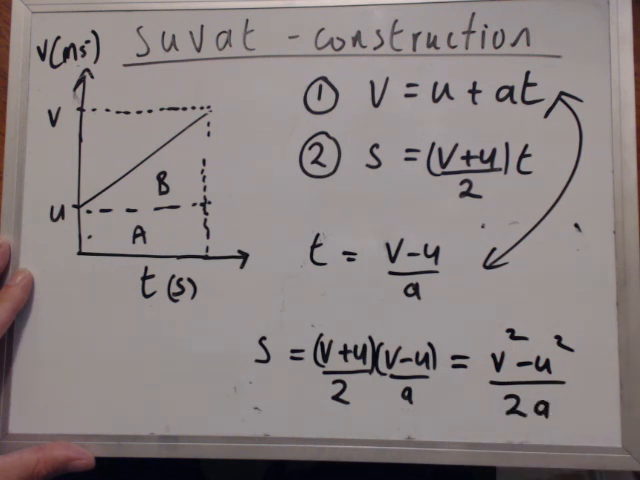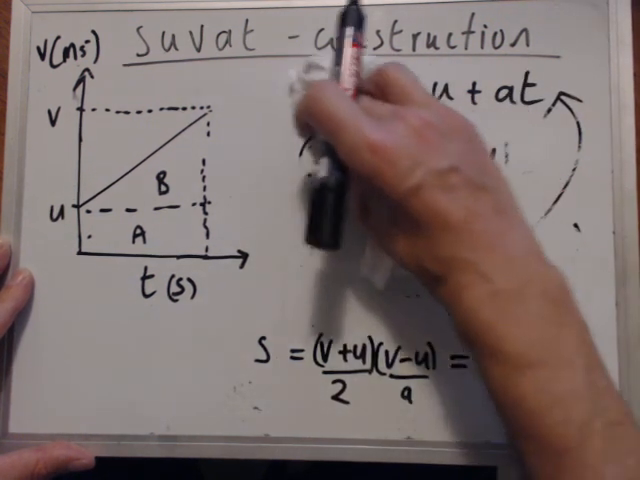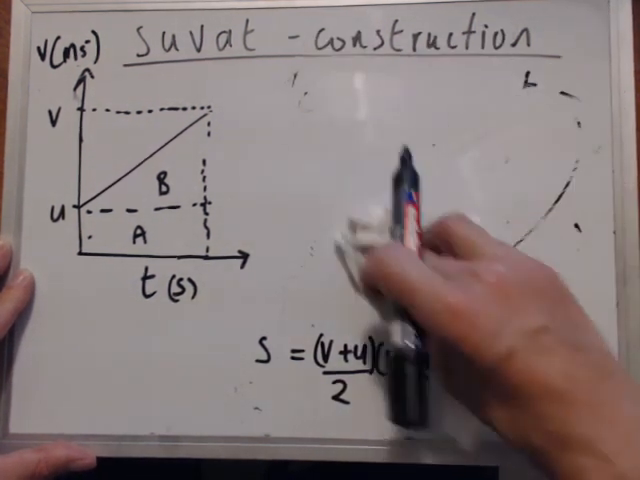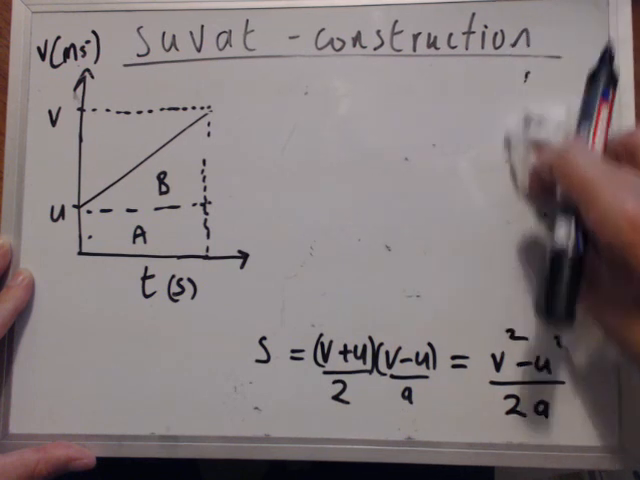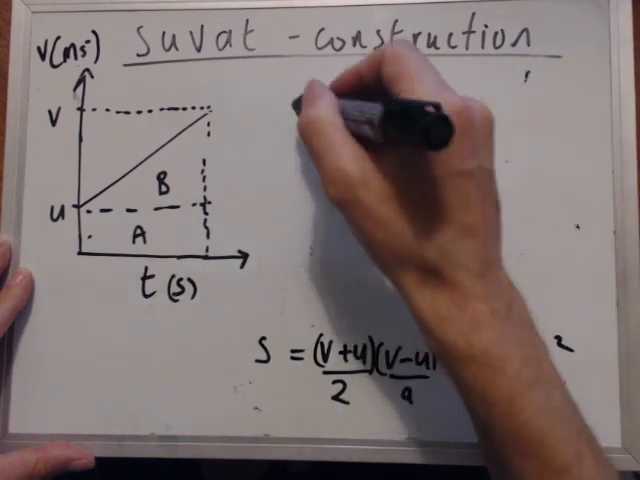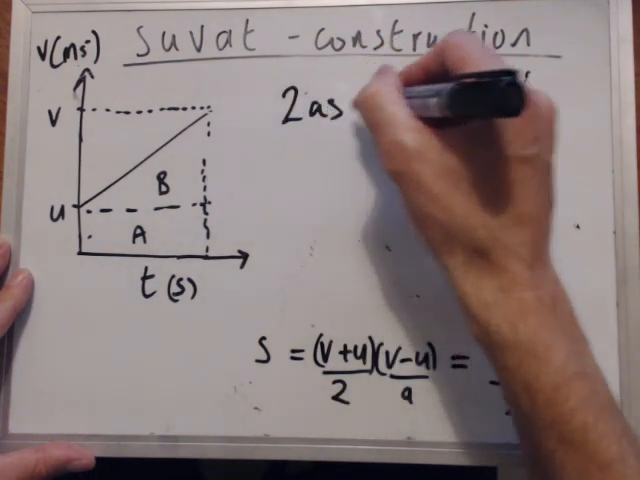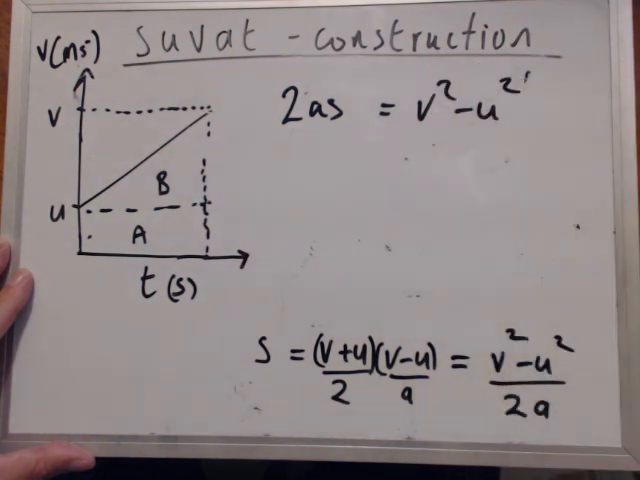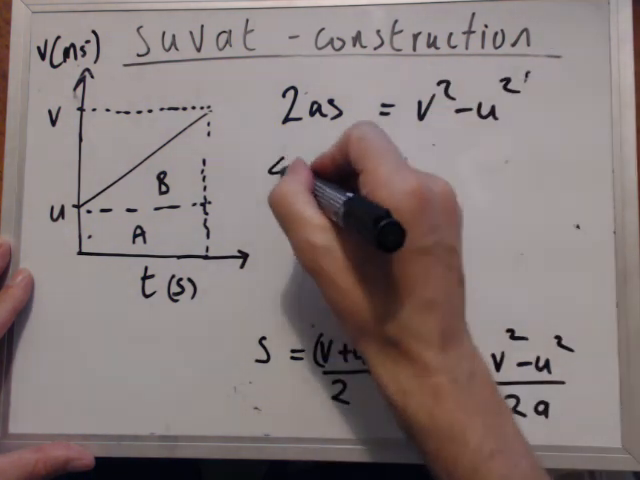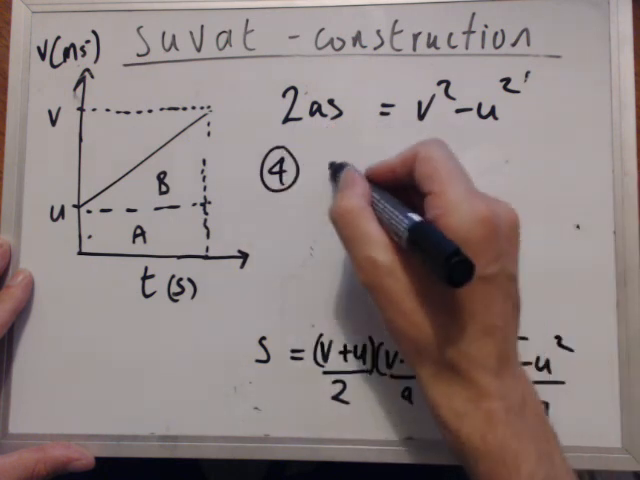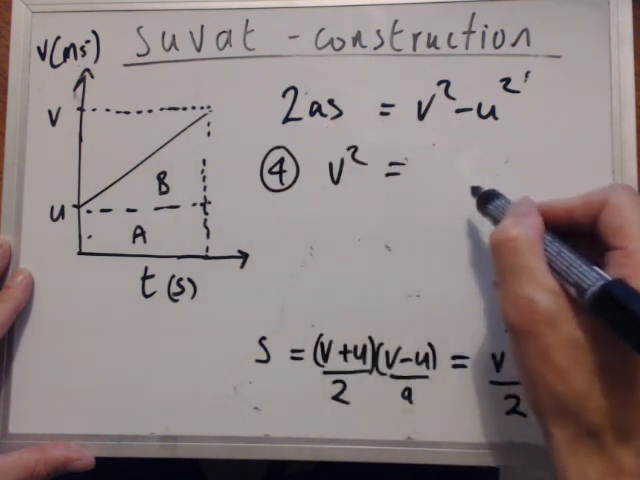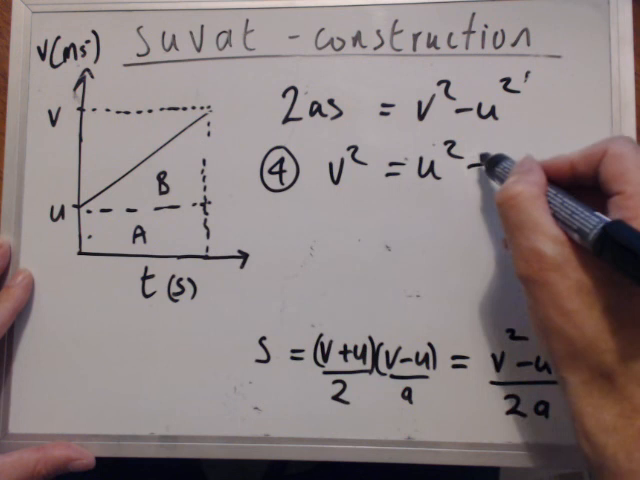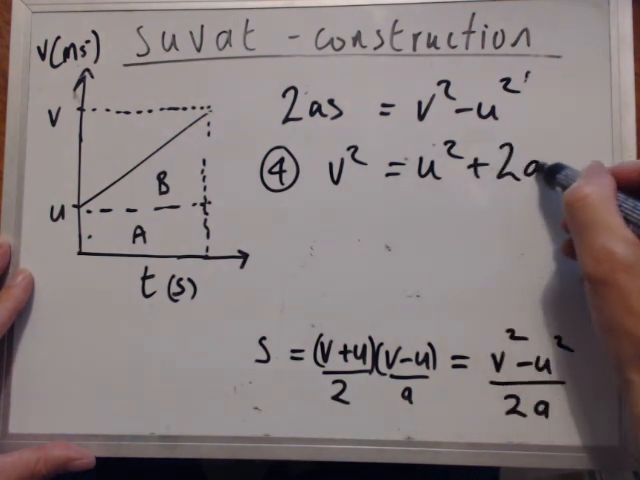So what we do then is rearrange that equation, and I'm going to rub these two at the top off. So the 2a comes across, so 2as is equal to v squared minus u squared. Therefore, the fourth equation will be v squared equals u squared plus 2as.